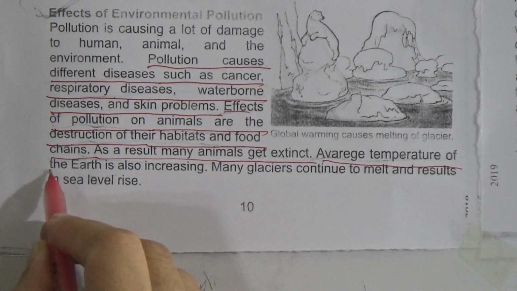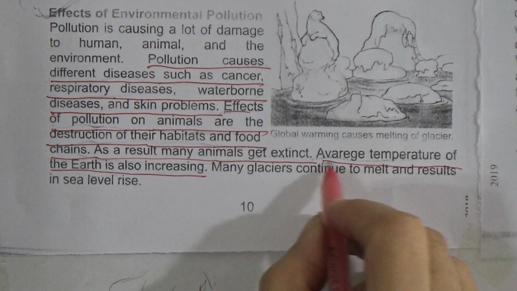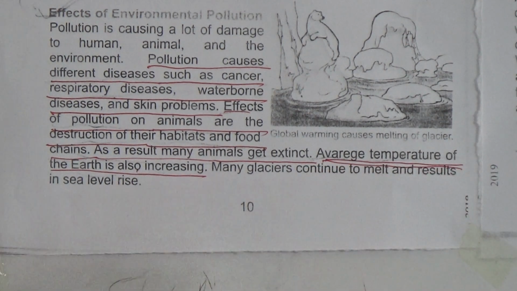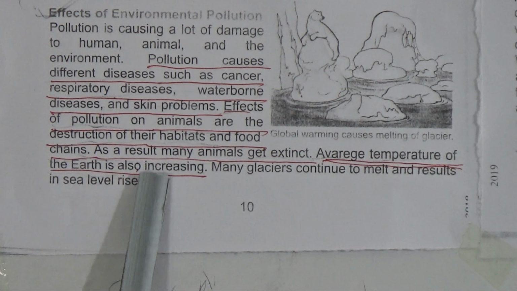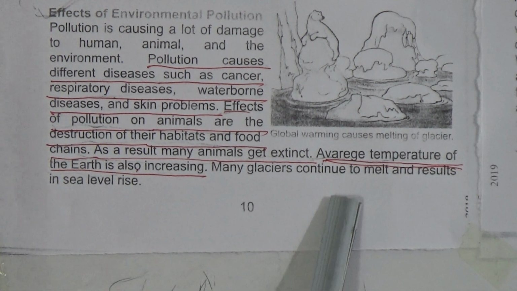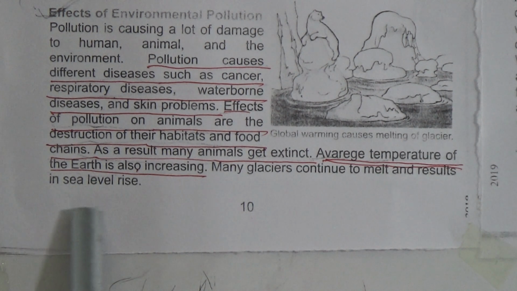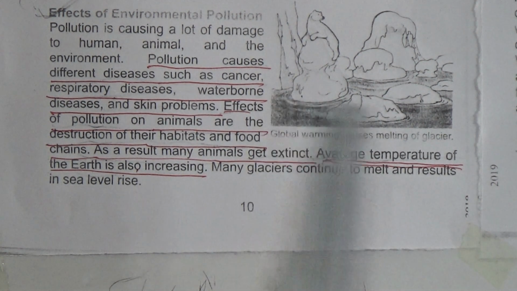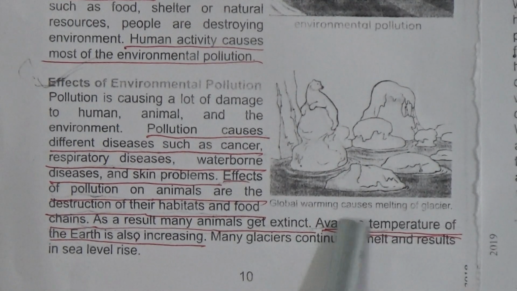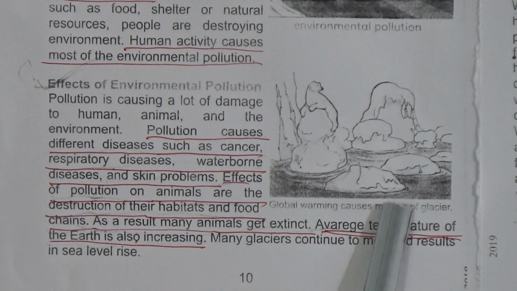The average temperature of the earth is also increasing. My dear students, underline this one. This one is important. Fill in the blanks. Many glaciers continue to melt and the result is sea level rise. Here is given the picture: global warming causes melting of glaciers. These are the effects of environmental pollution. Now go to the next page.